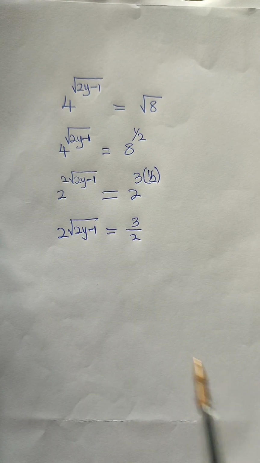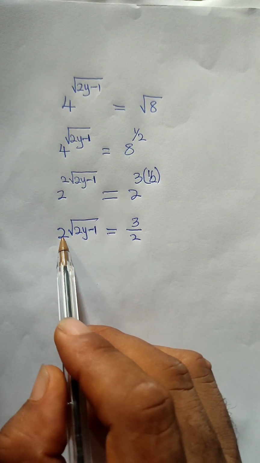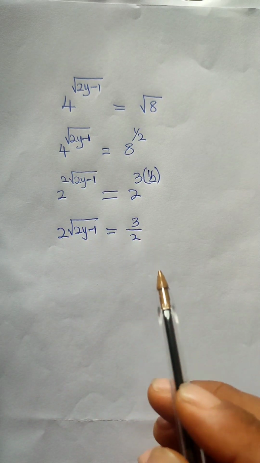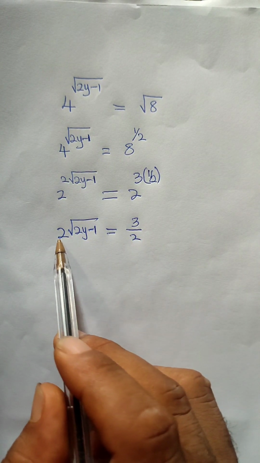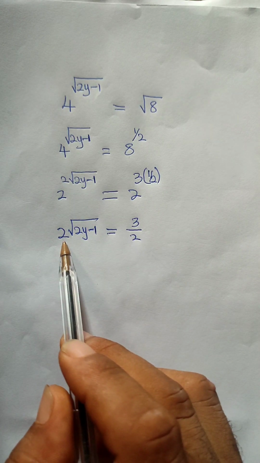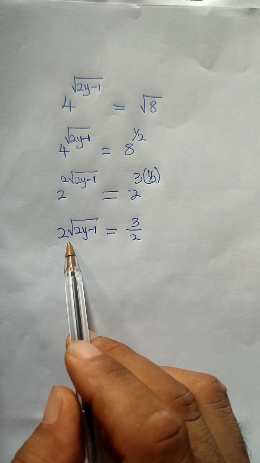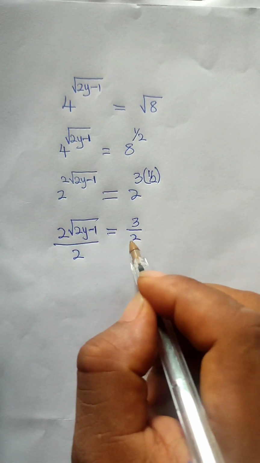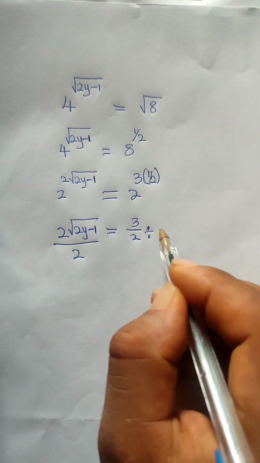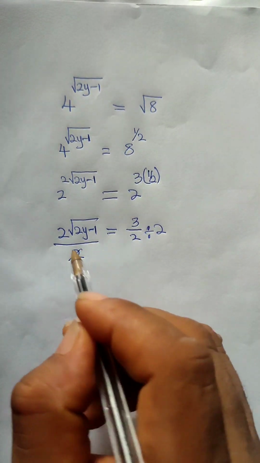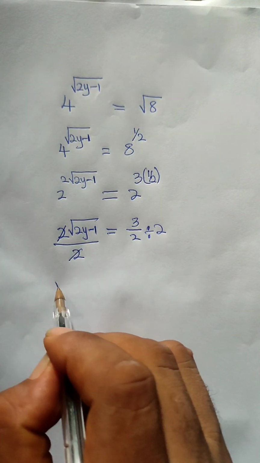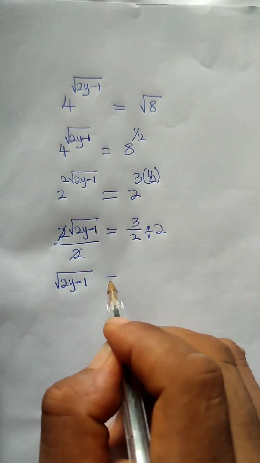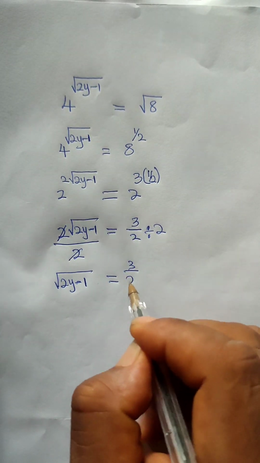Now, next thing will be to eliminate 2 from here, because 2 is the coefficient of root 2y minus 1. By doing that, we are going to divide both sides by 2 so that 2 can divide itself. So 2 will divide the whole of this, and the whole of this will be divided by 2 as well. So that 2 will divide this, and we are left with root 2y minus 1 equals 3 over 2.